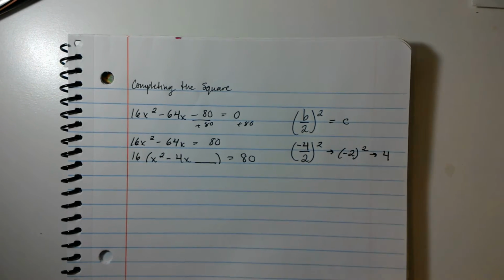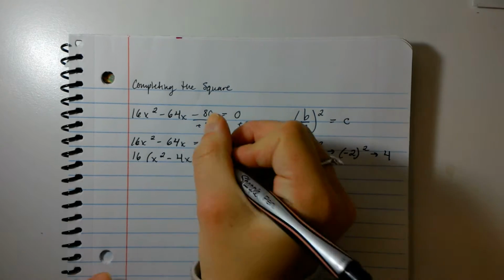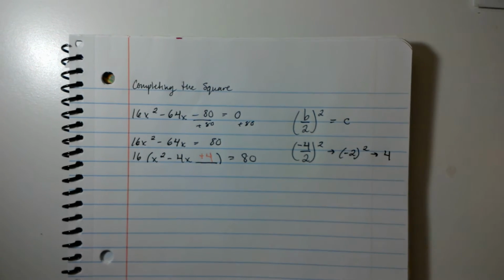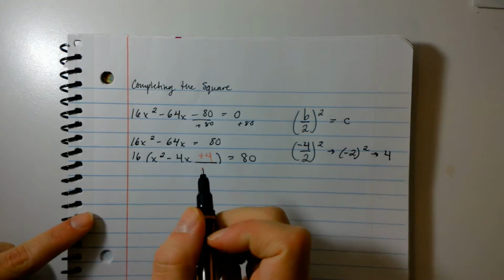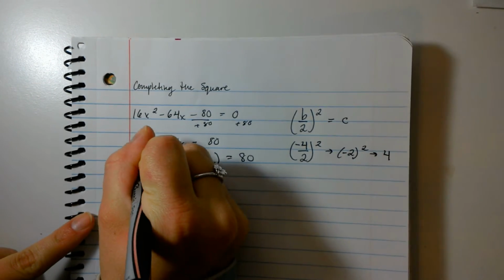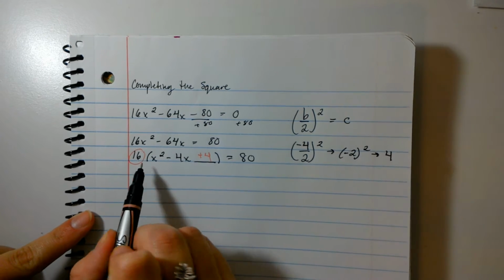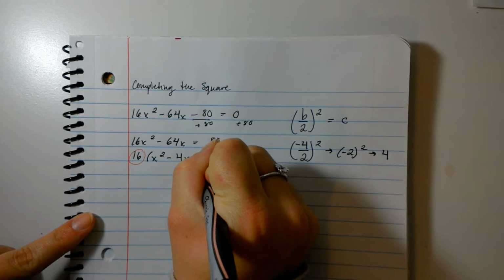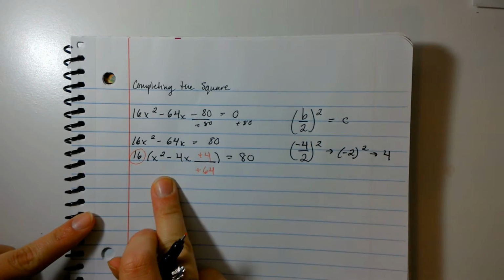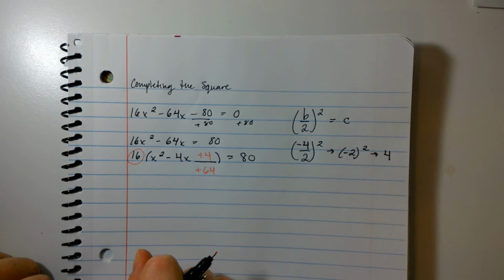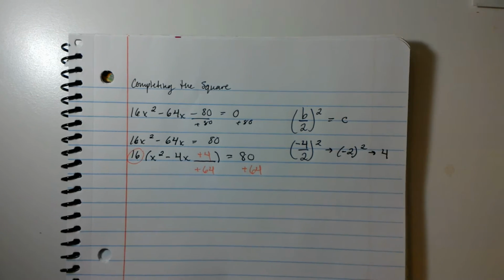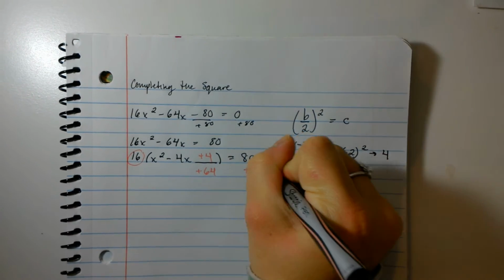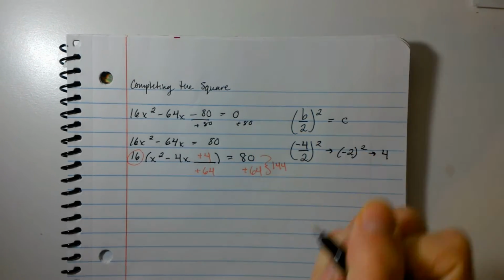So now you're going to be inserting 4 right here, but because you're adding 4 to one side, you have to add it to the other. But keep in mind, you have 16 outside of the parentheses. So in reality, you're actually adding a positive 64 to this side. So because you're adding a positive 64 to this side, you have to add a positive 64 to the other side. Now this gives you 144.